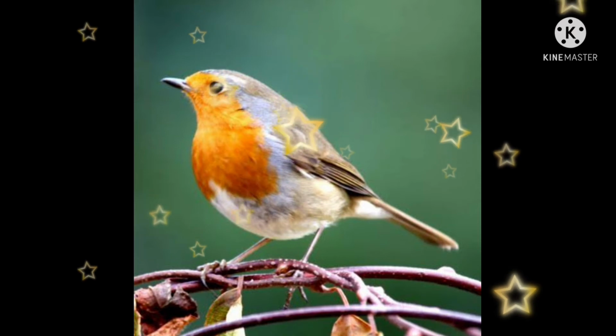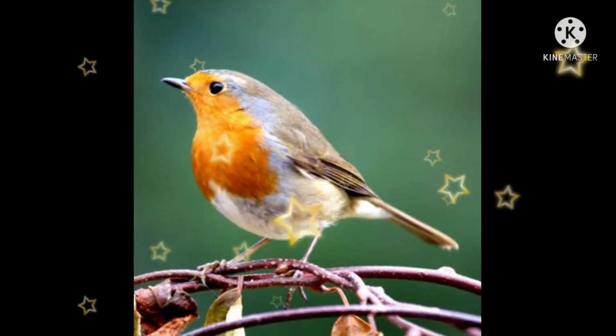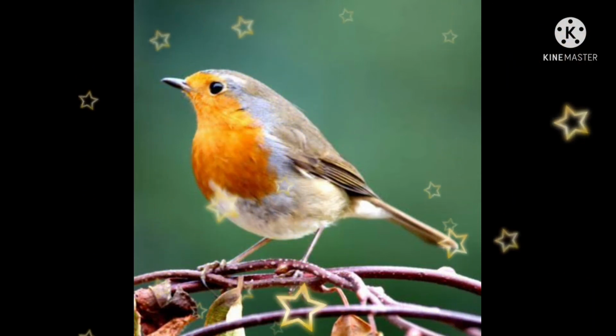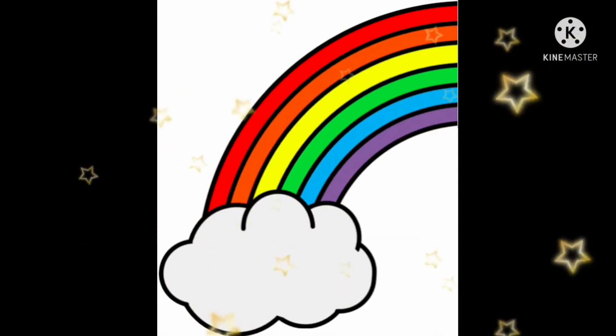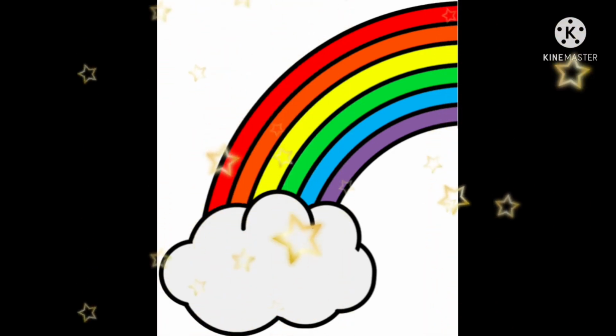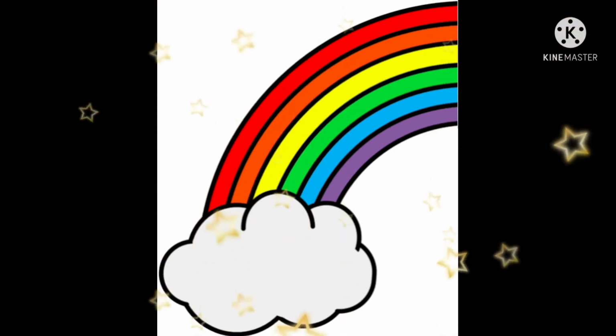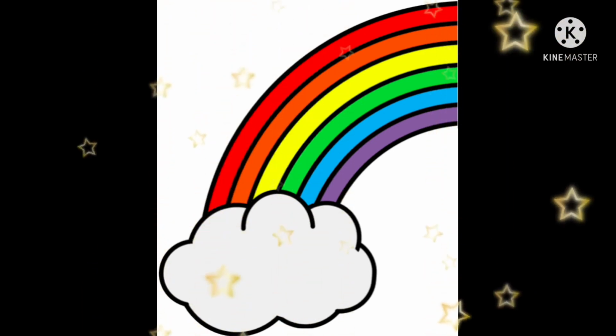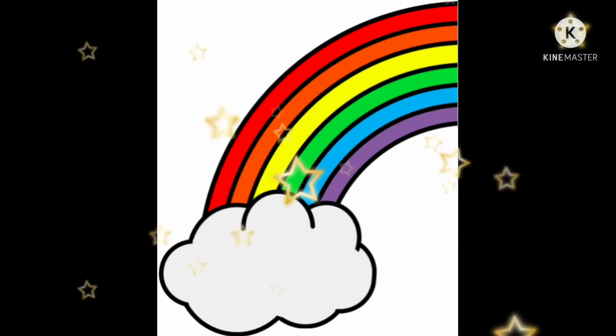Shall we go to the next one, which is very interesting? You all have at least seen this in pictures. How many of you like to watch this? Yes, this is a rainbow. R for rainbow. Rainbow looks very beautiful. You can see a rainbow after the rain when the sun shines. R for rainbow.